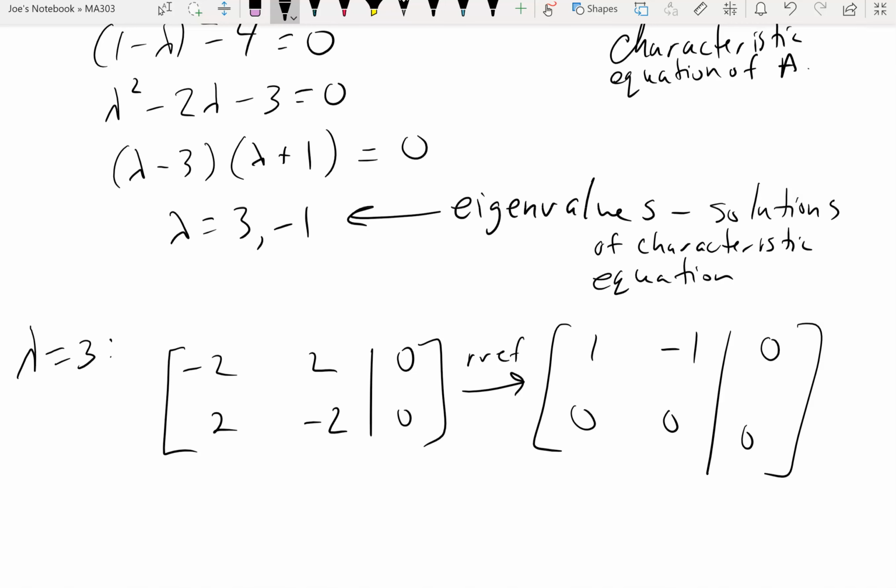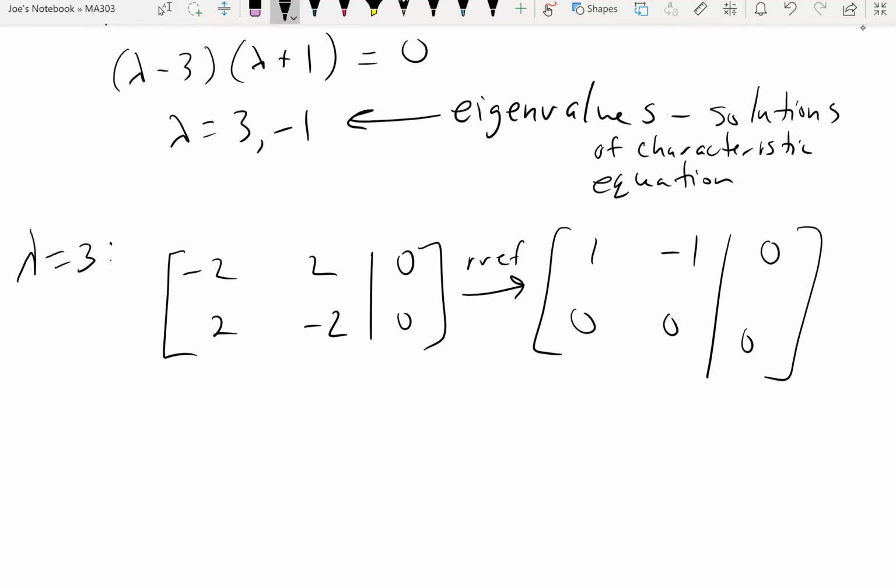Okay? All right. So this says that x2 can be anything, right? We got the pivotless column. So what does x1 be in that case? Also t. So if we write that in matrix form, oops.